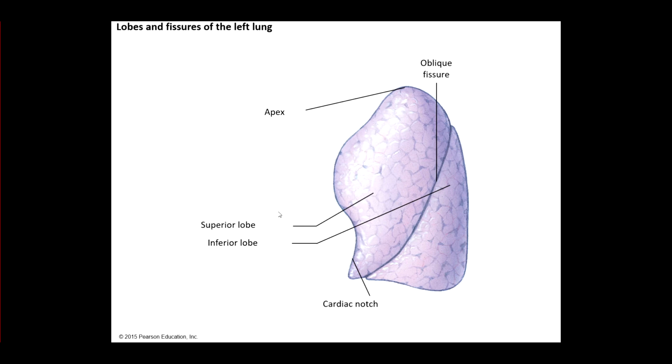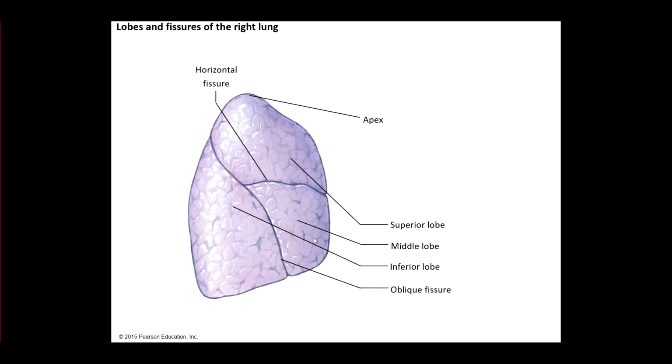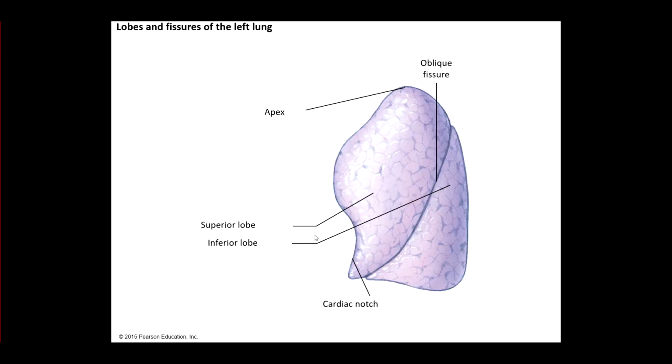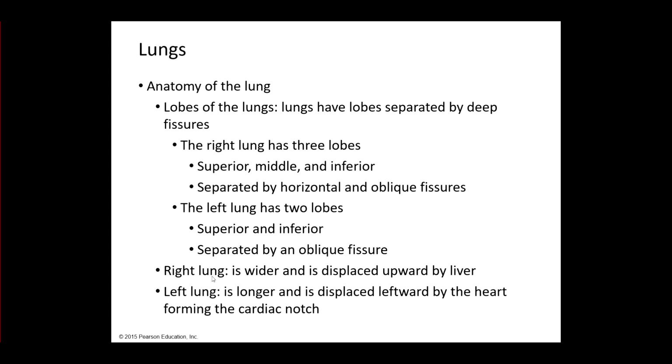Now the heart would be sitting over here where my pointer is going. So the apex of the heart pushes towards the left, and it causes the formation here of the left lung. This little notch right here is called the cardiac notch to accommodate for the heart. We don't see that on the right lung, right? You only see it on the left lung. So that cardiac notch is something that helps you to identify the left lung.